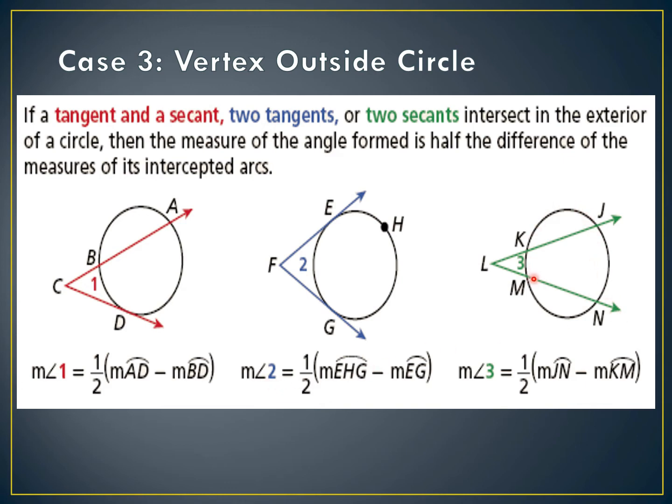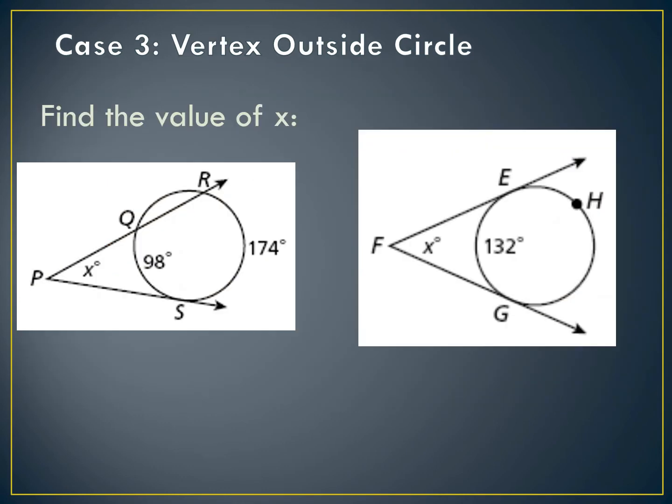Next naman, dito sa third figure, we have two secant na nag-intersect outside the circle. So, sa labas pa rin. So, ibig sabihin, magsusubtract pa rin tayo ng intercepted arc. So, we have JN minus KM and then divided by 2. So, ganun pa rin siya. Magsusubtract pa rin tayo and i-divide sa 2. So, kapag nasa labas yung angle na na-form, i-subtract lang yung dalawang intercepted arc and divided by 2.